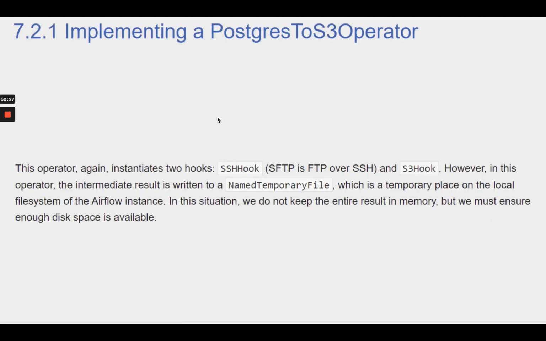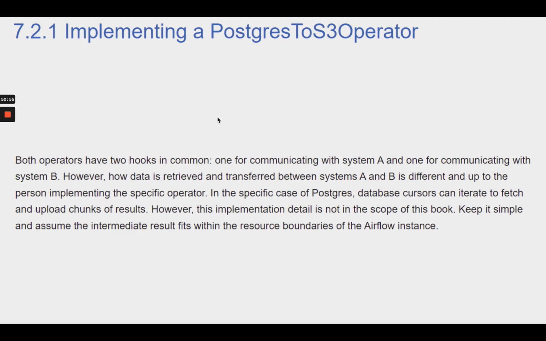This operator, again, instantiates two hooks: an SSH hook, since SFTP is FTP over SSH, and an S3 hook. However, in this operator, the intermediate result is written to a named temporary file, which is a temporary place on the local file system of the Airflow instance. In this situation, we do not keep the entire result in memory, but we must ensure enough disk space is available. Both operators have two hooks in common, one for communicating with system A and one for communicating with system B.